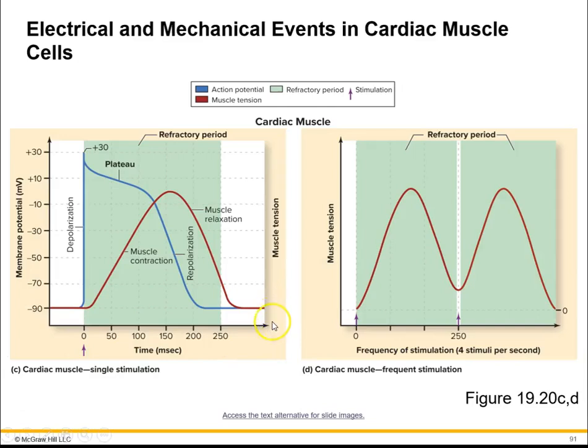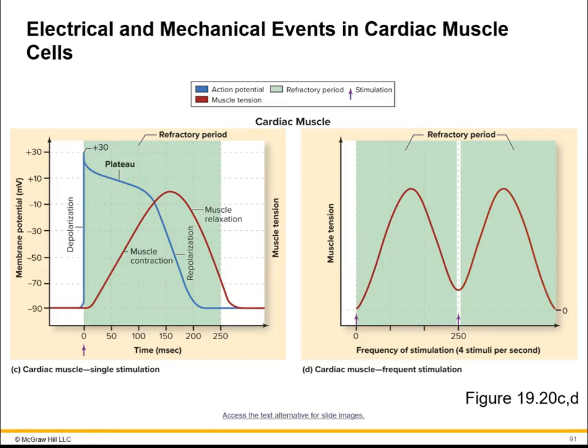Contrast that with the cardiac muscle cells. So again, you've got the action potential laid out for you here on the blue line. Here's that plateau phase. You can see that plateau phase lends to a very long refractory period. So the muscle fully contracts and then it relaxes almost completely before it can be stimulated again. And this is vital for the function of the heart as a pump.